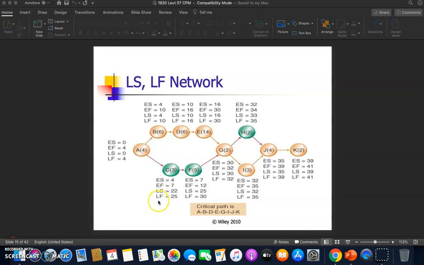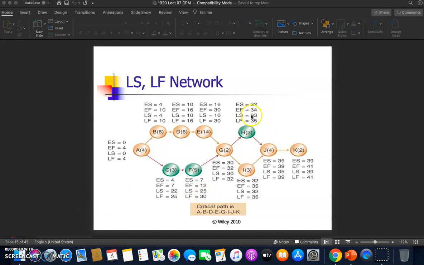So for the latest finish, if activity C latest start is 22, so we plus 3, and we got latest finish 25. So it's the same with activity F. So when activity F latest start is at week 25, you must plus 5, and we got the latest finish at week 30.